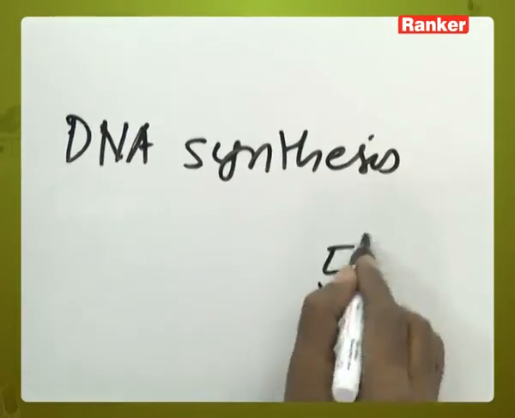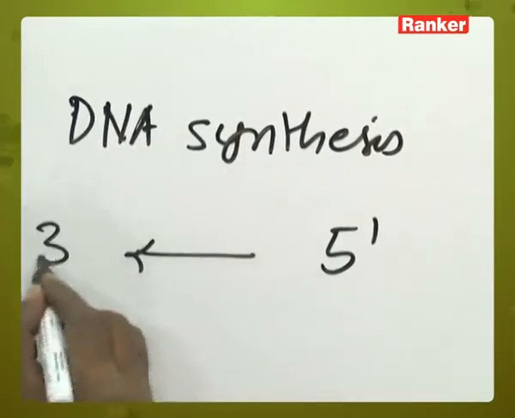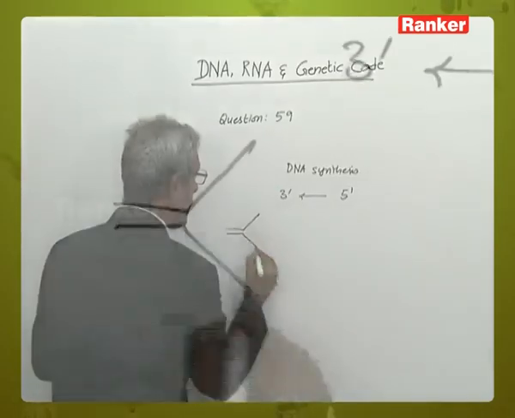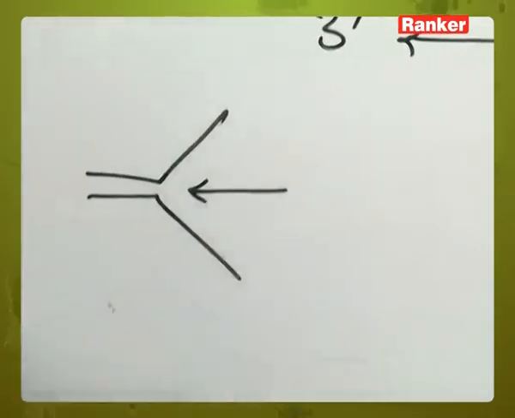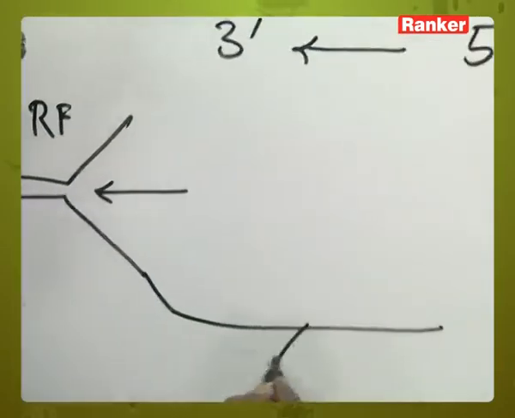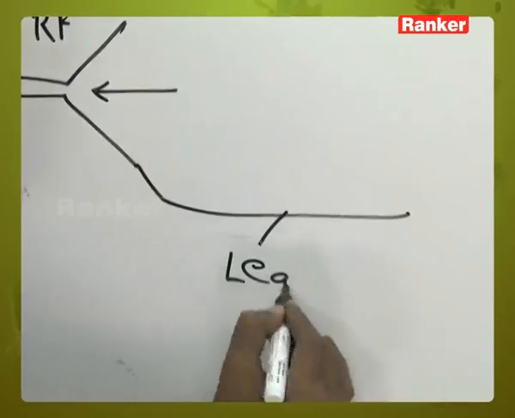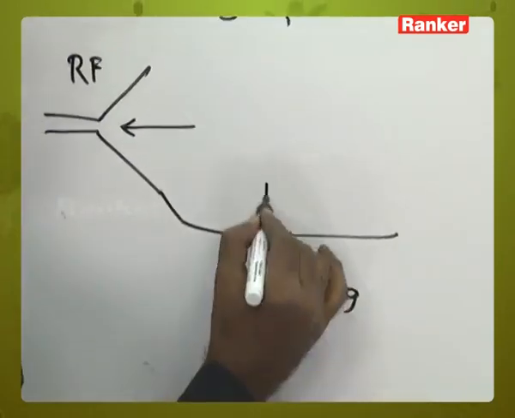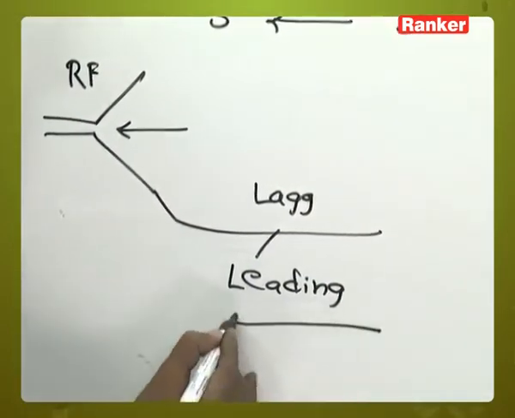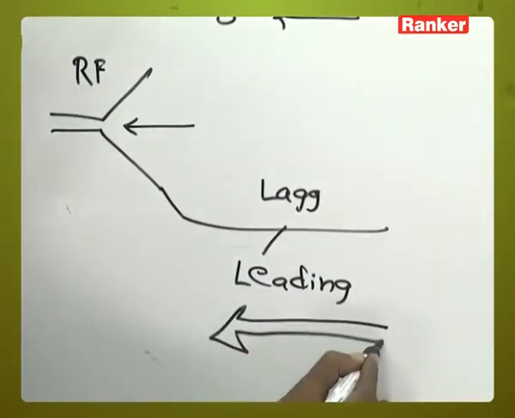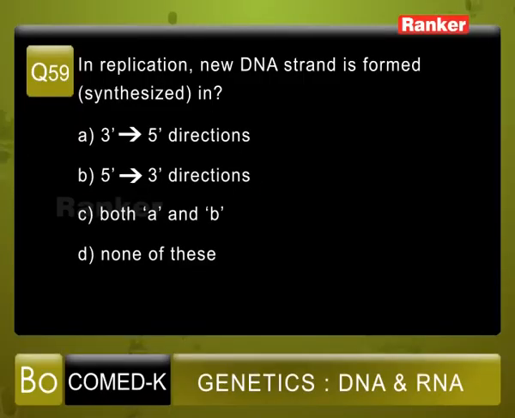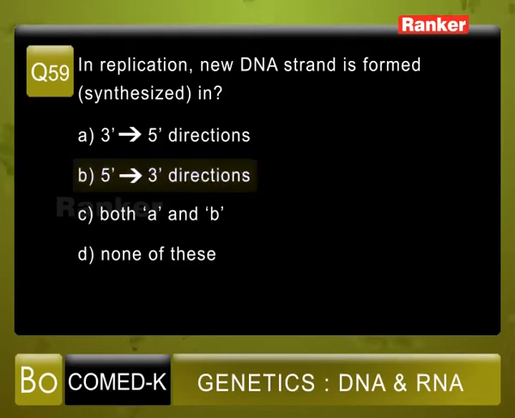always occurs from the 5' direction to the 3' direction, because we have the replication fork. The movement occurs in the direction of the replication fork. So, a new strand which is termed the leading strand, and then we have the lagging strand, and always the synthesis occurs in this particular direction, termed 5' to 3' end. Hence, the answer is B.